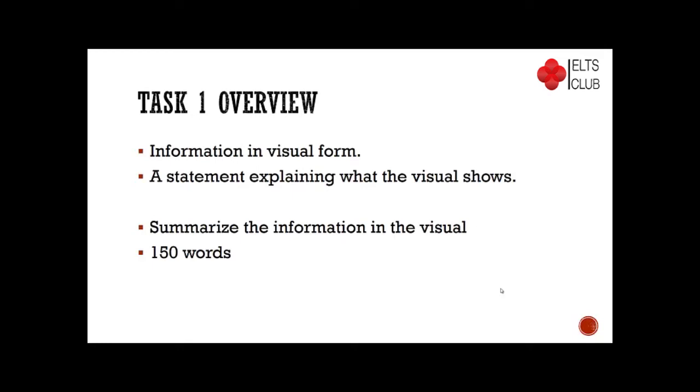In task 1, as we mentioned before, you will receive information in visual form that could be any kind of graph, a diagram, a flow chart, a pie chart, or anything. You will also receive a statement explaining what the visual is about. You will have to summarize the information in your own words and using at least 150 words.